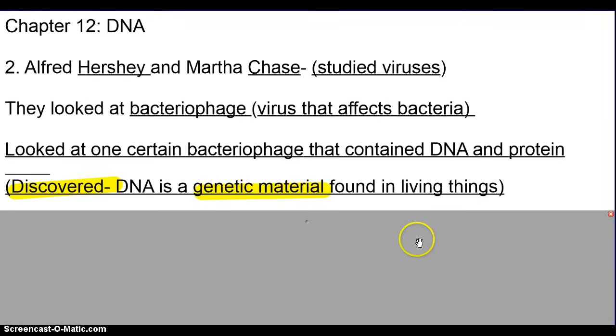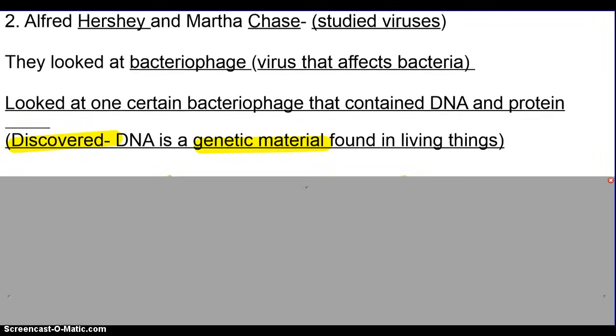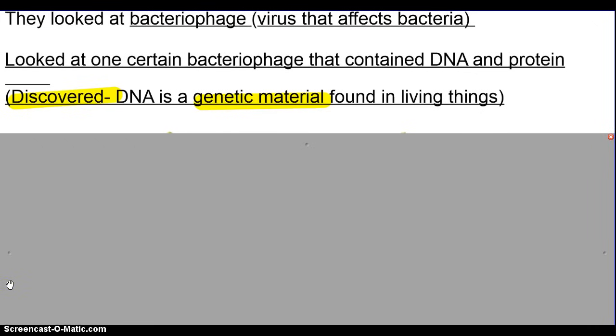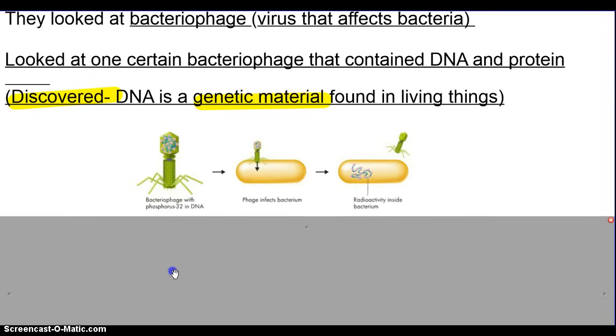And so they wanted to discover, okay, is it the DNA that's getting passed along? Is the DNA inside of the organism? Is it outside the organism? Or is it this protein that's getting passed along? So they did some experiments, and what they discovered is that it's the DNA, it's the genetic material. It's that nucleic acid that's being found in living things, and that's what's being passed along.